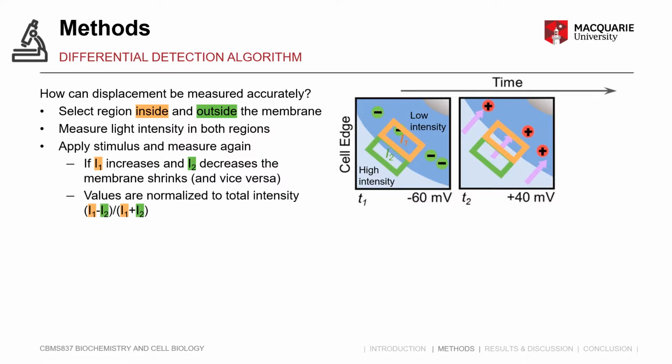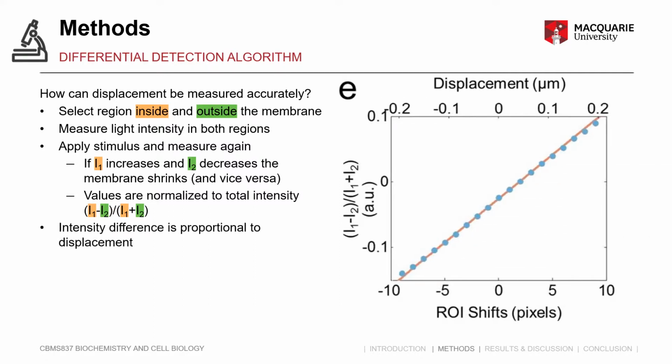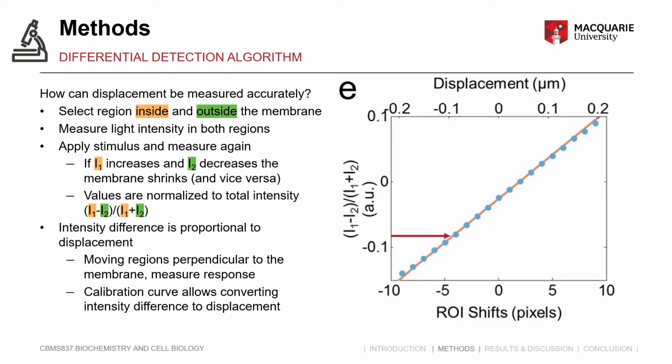The values are also normalized to the total intensity to be able to compare them across the cells. The intensity difference is actually proportional to the displacement. Therefore, a calibration curve can be made by first choosing the two regions completely outside the cell, measuring the response, moving them slightly closer to the cell, and then measuring this response again. This is repeated until the two areas are completely inside the cell, and thus we get the calibration curve where we can take an intensity difference and relate it to a displacement.